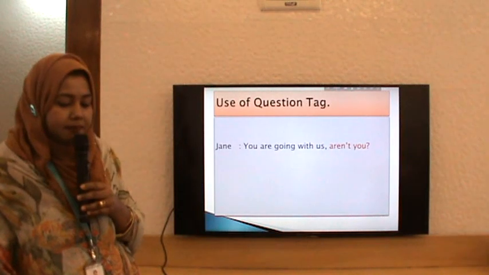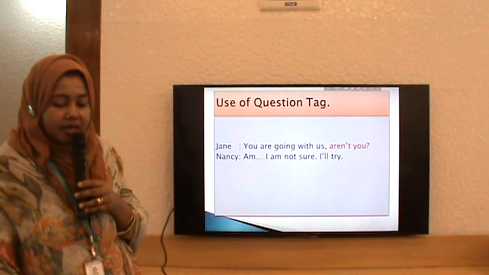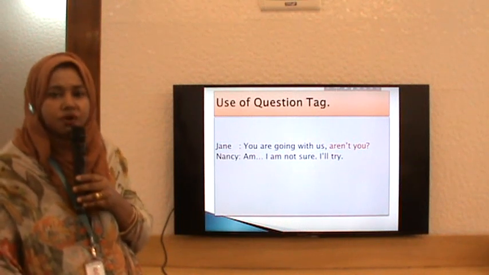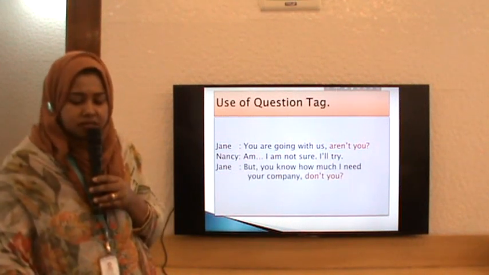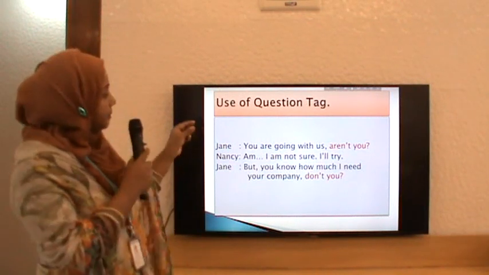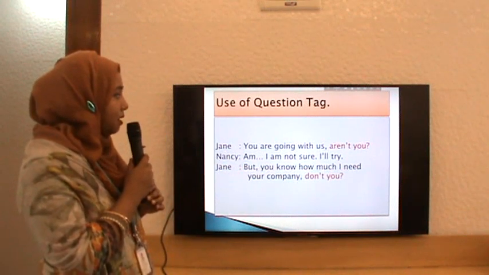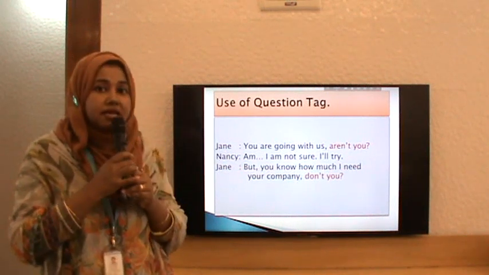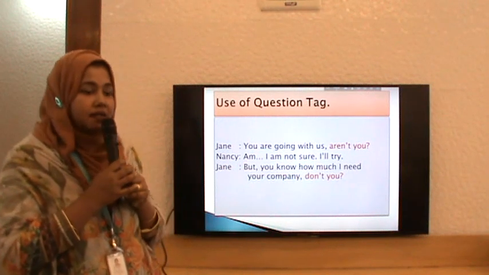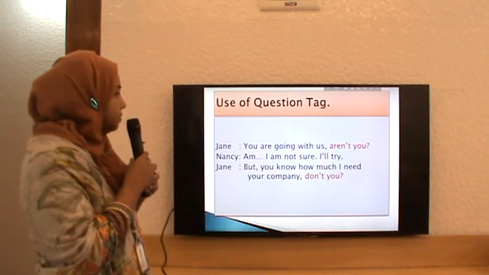Let us see an example. "Jane, you are going with us, aren't you?" And Nancy said, "I'm not sure, I will try." Jane: "But you know how much I need your company, don't you?" So the words in red color are question tags. Actually, they are asked not to get any reply. They are ornaments of your spoken language. Aren't you? Don't you?